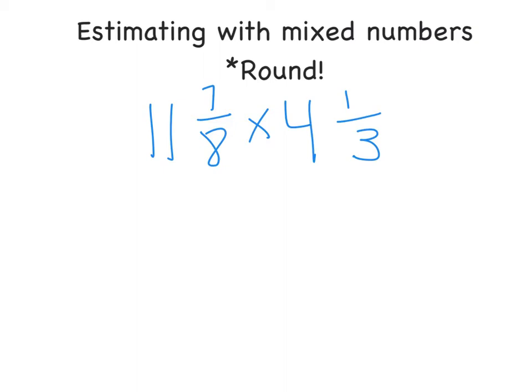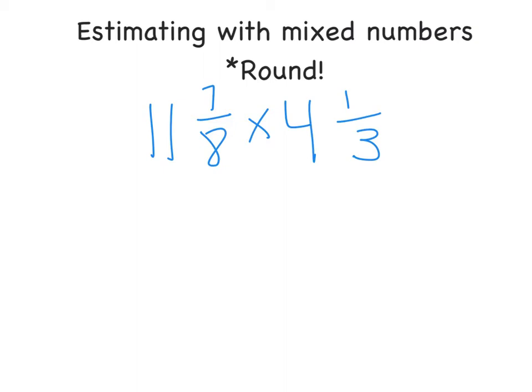In this case, my tip to you is just to round. So when you have two mixed numbers, all you need to do is round both of those numbers to the nearest whole number. That makes it easy for you. Remember, an estimate is just trying to get close to the actual answer, but it should be easy for you to do. So I'm going to round both of these.